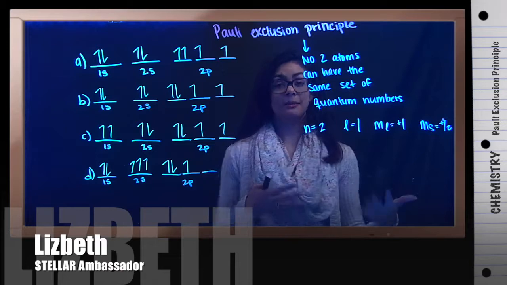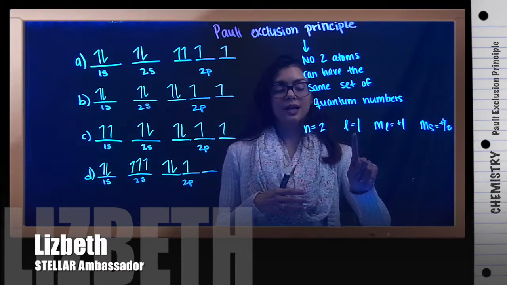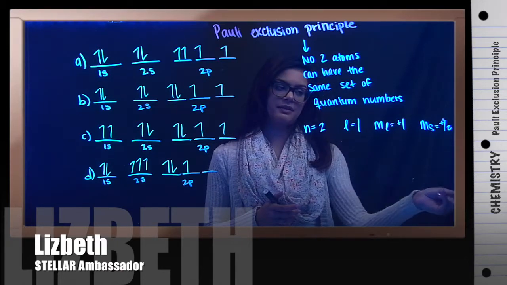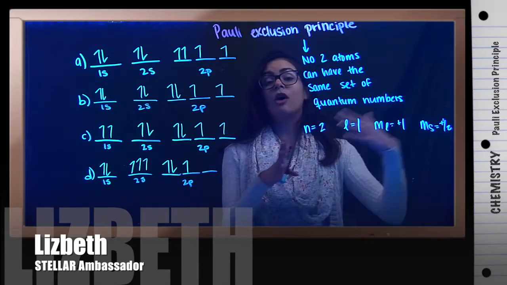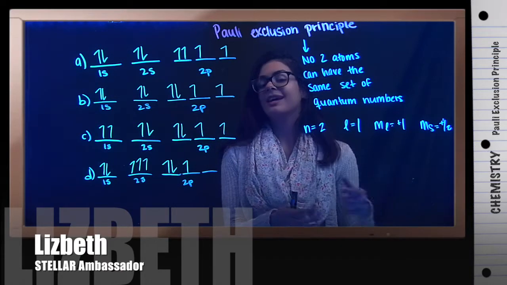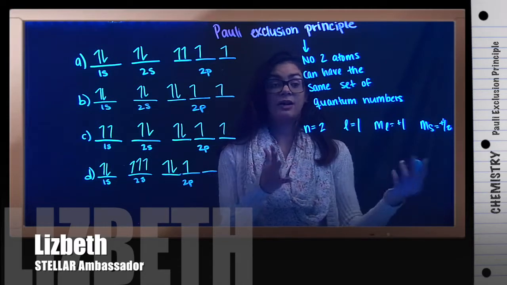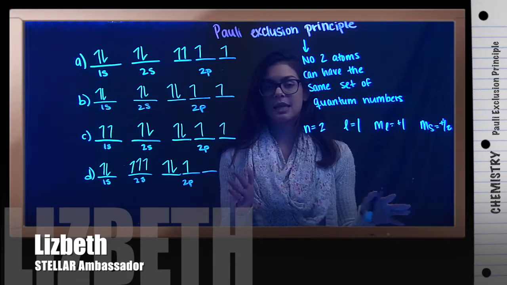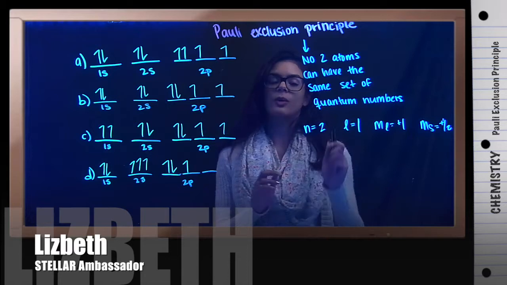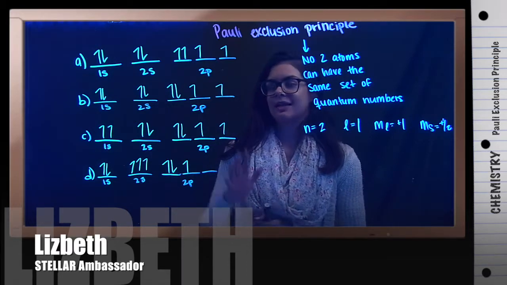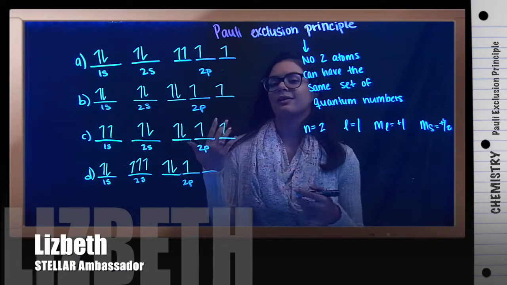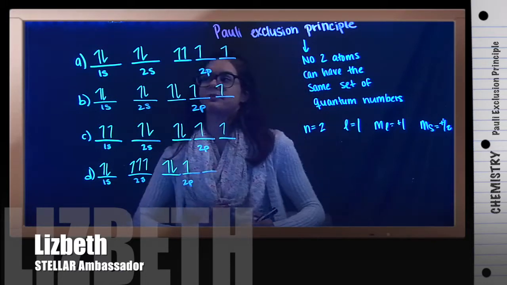They can be similar, so I can have n equals 2, L equals 1, M sub L equals positive 1, and M sub S equals negative 1/2. That's fine, but all four cannot equal the same thing, because then you're looking at the same atoms. Different atoms will always have different quantum numbers. So let's go ahead and look at these and see why some of these are incorrect.